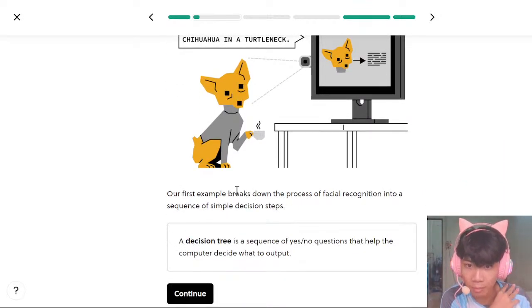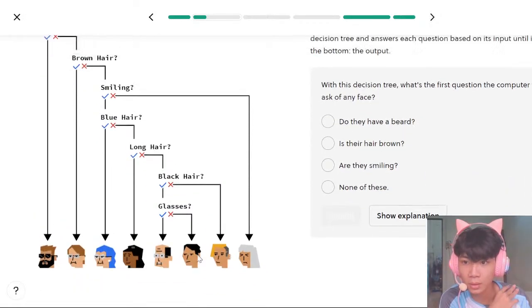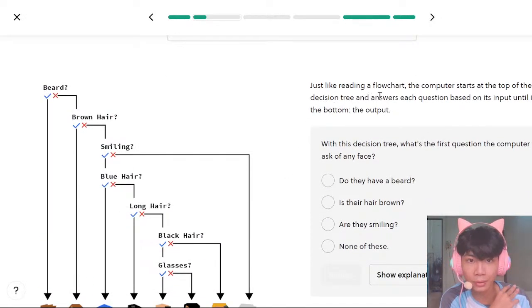Our first example breaks down the process of facial recognition into a sequence of simple decisions. A decision tree is a sequence of yes/no questions that help a computer decide what to output. Just like reading a flow chart, the computer starts at the top of the decision tree and answers each question based on its input until it gets to the bottom.